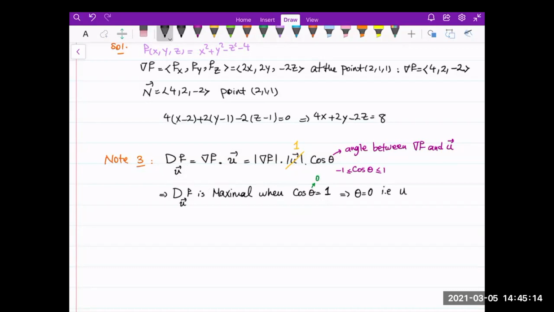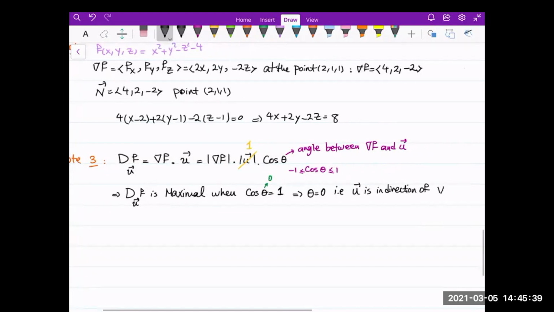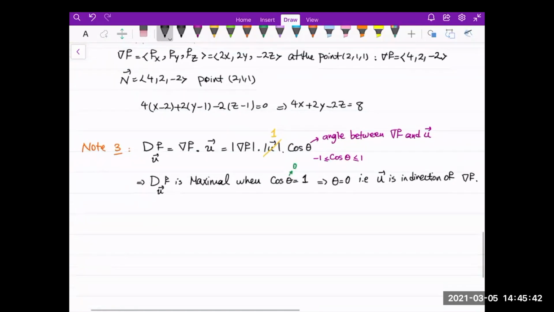And what was theta? Theta was the angle between the gradient and u. So we get the directional derivative maximum when u is in the direction of the gradient of f. So this is maximum when u is the gradient of f.